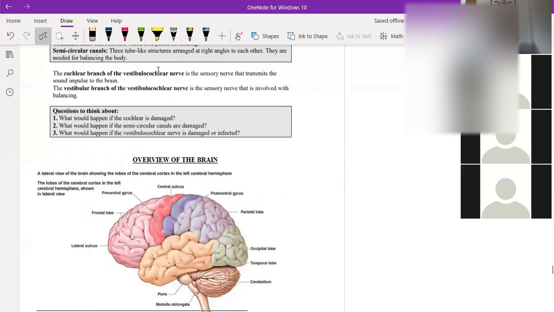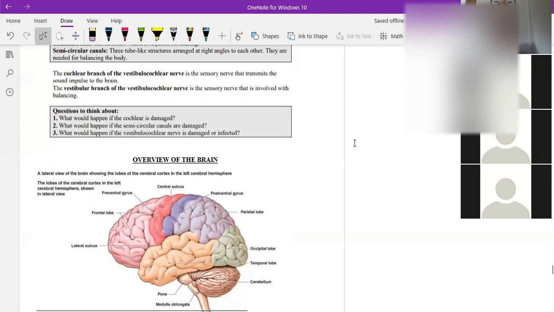So the cochlear branch of the vestibulocochlear nerve is the sensory nerve that transmits the sound impulse to the brain. Then the vestibular branch of the vestibulocochlear nerve is the sensory nerve involved with balancing, right? So vestibular is balancing, cochlear is hearing. That's what you can take from this.